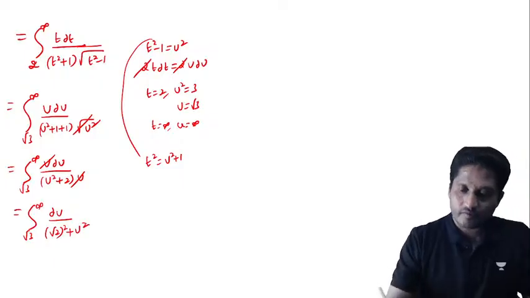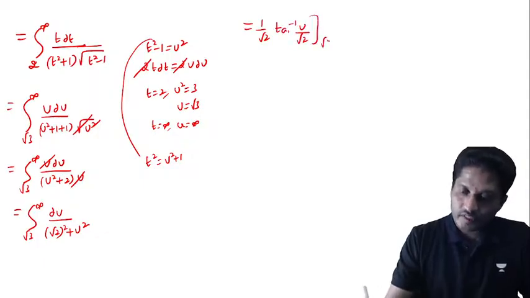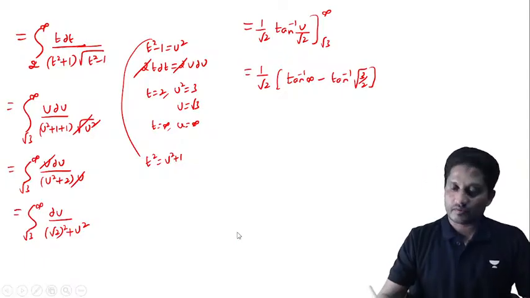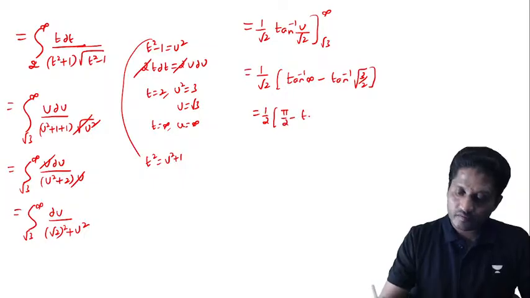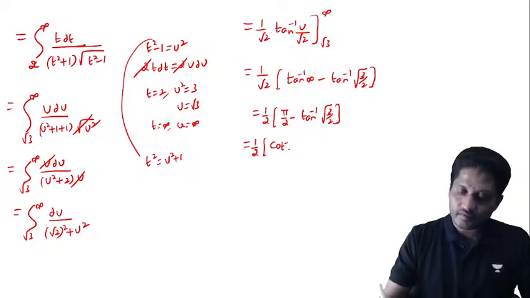So a square plus x square form. Formula is 1 by a tan inverse of x by a. So that is tan inverse of u by root 2 between the limits root 3 to infinity. Right. So this is 1 by root 2. Upper limit is tan inverse of infinity minus lower limit is tan inverse of root 3 by 2. Tan inverse of infinity is pi by 2. This is pi by 2 minus tan inverse of root 3 by 2. Okay, 90 minus tan inverse is cot inverse. So this is cot inverse of root 3 by 2.